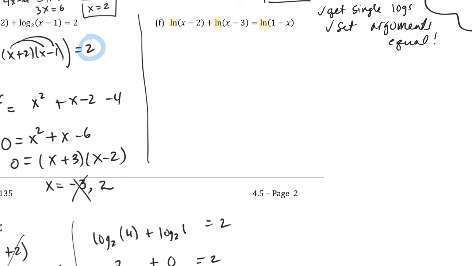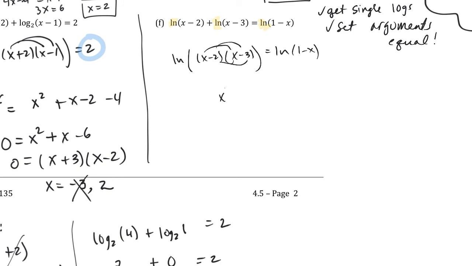Okay, so here we go. We have addition of logs. That means that I get to put my two arguments in as a multiplication problem. Okay, now we're going to set my arguments equal. So let's go ahead as we set this first one, we'll distribute that out.